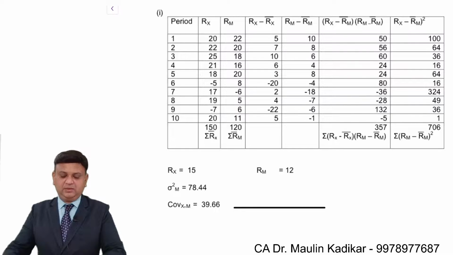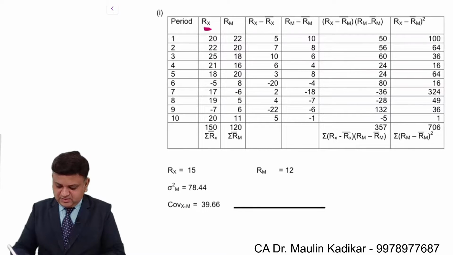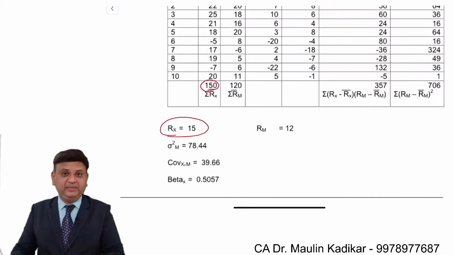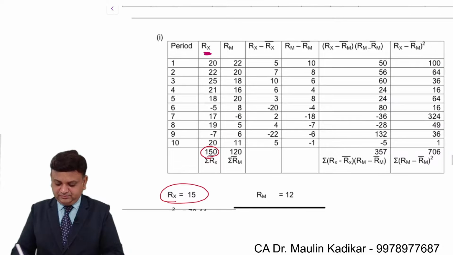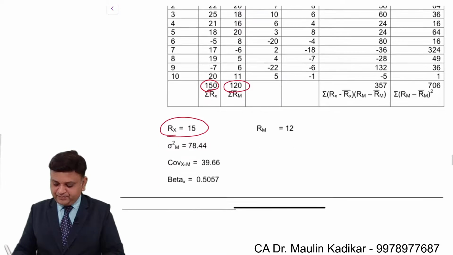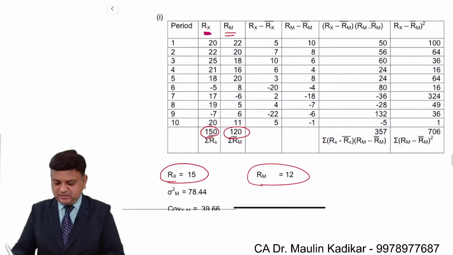Now friends, as far as the first part of the question is concerned, it is only the beta to be calculated. So for that, I have provided a ready-made answer to you. For security X, here is the total of the return, and based on that we have computed the mean return, 15%. Market portfolio return total divided by the number of periods gives us the market return.